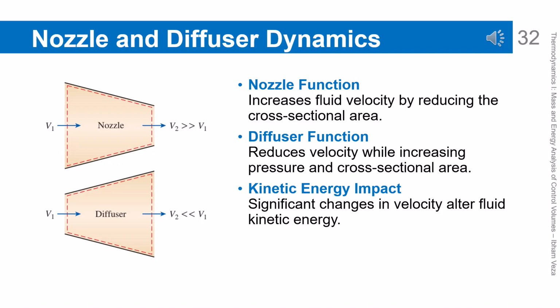Nozzle and diffuser dynamics. A nozzle is used to increase flow velocity by reducing the cross-sectional area. A diffuser works in the opposite way by decreasing velocity and increasing pressure. These velocity changes directly affect the kinetic energy of the fluid. In many systems, changes in kinetic energy cannot be neglected. These devices are often analyzed as steady flow control volumes.